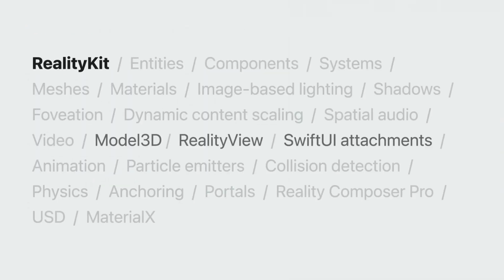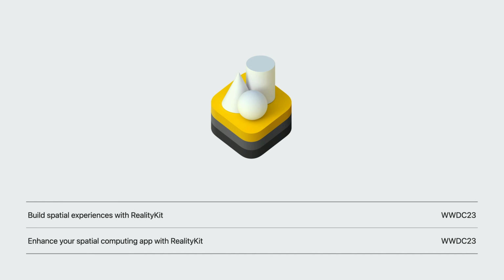As we've just seen, using RealityKit unleashes powerful features such as Model 3D, Reality View, attachments, and so many more. These can be easily integrated into your app. This is only scratching the surface of what RealityKit can do. If you want to know more, I encourage you to go and watch Build Spatial Experiences with RealityKit and Enhance your spatial computing app with RealityKit.